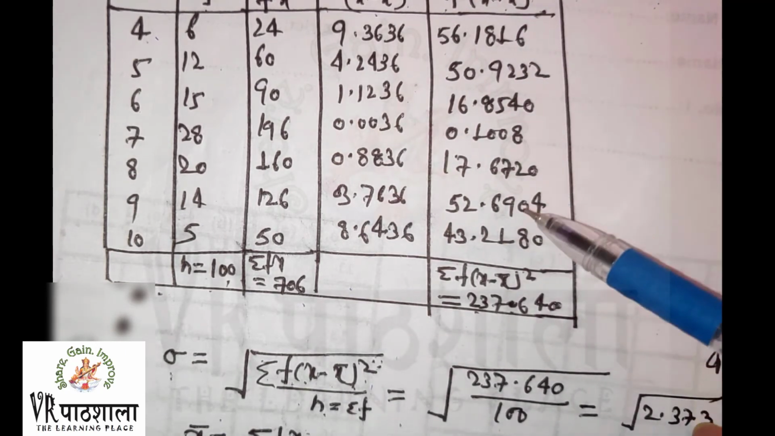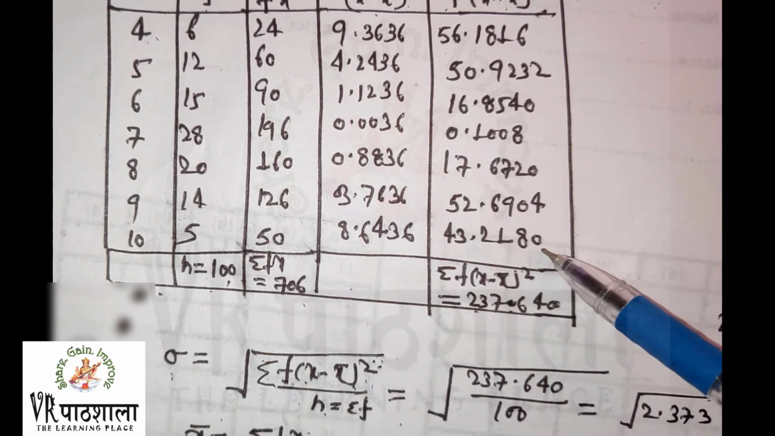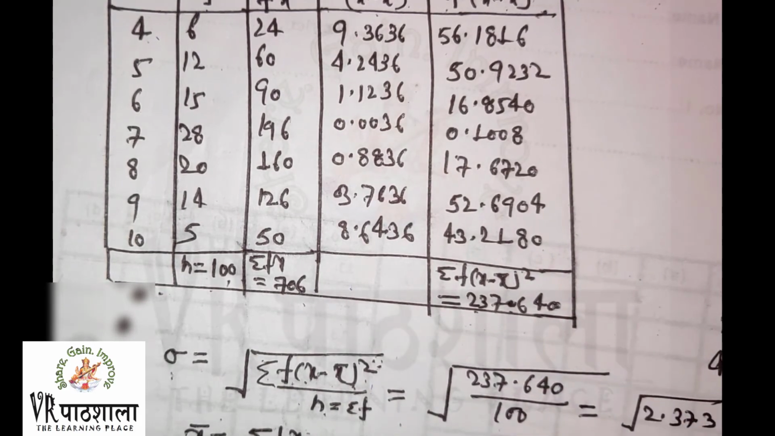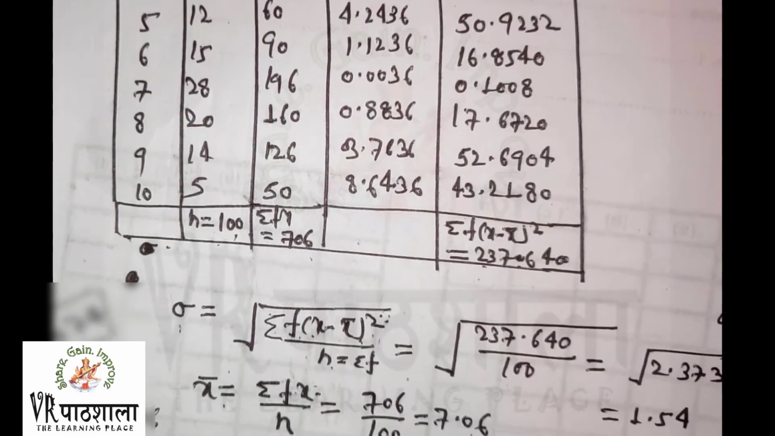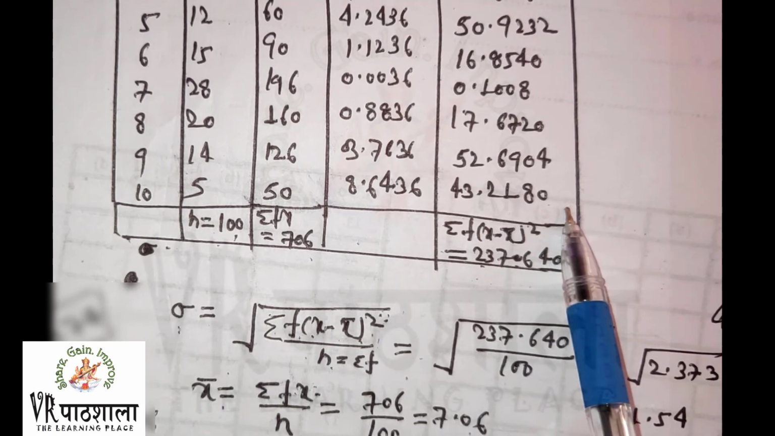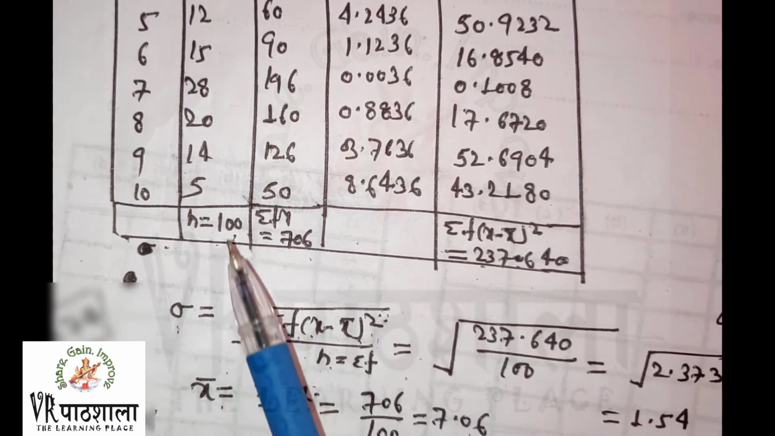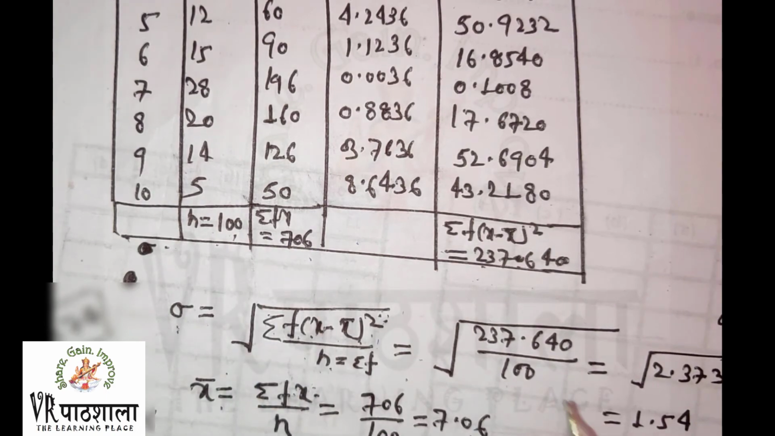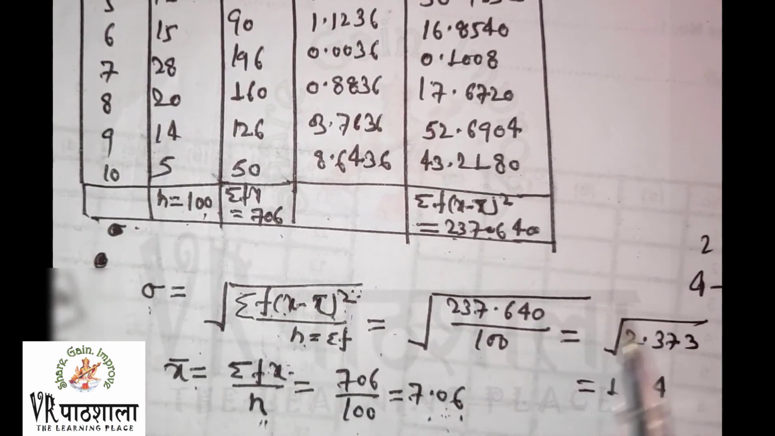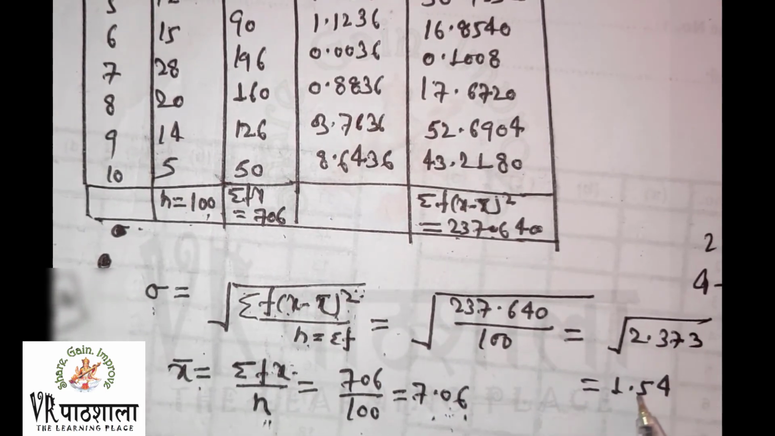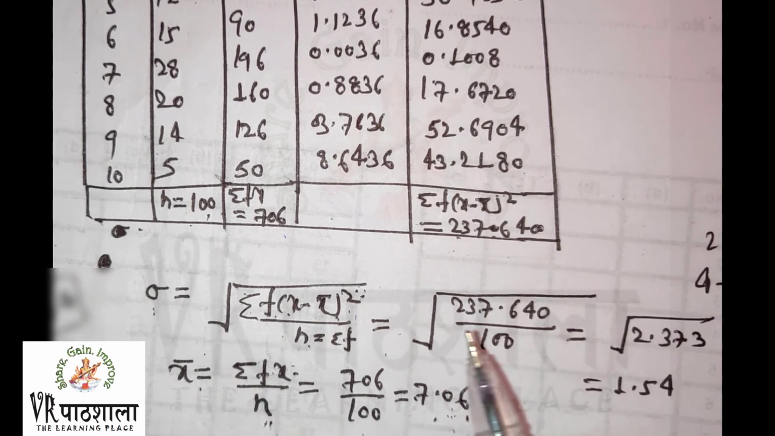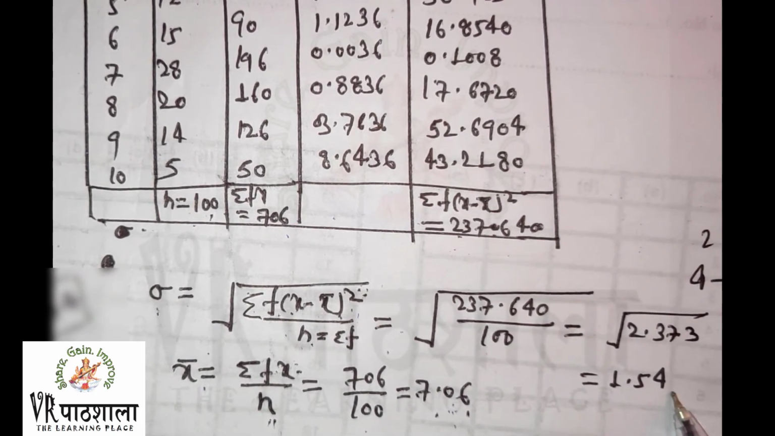So now the sum of this column, summation f into (x minus x bar) square, is equal to 237.640. Now for the standard deviation, we put in the value of summation f into (x minus x bar) square, and n means summation f, the number of terms, which is 100. So putting these values in the formula, the standard deviation is equal to under root 2.373, that is the root of 2.373, which is 1.54. So the standard deviation of the data is 1.54. Thank you.